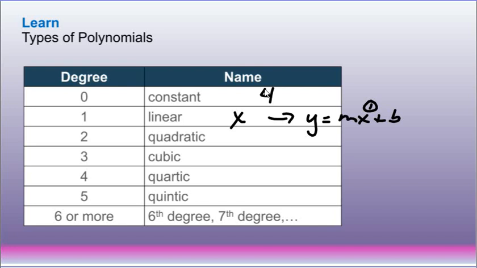Quadratic has a degree of 2 because you're going to see the biggest exponent being 2. Cubic is a degree of 3, so like x cubed. Quartic, a degree of 4, so fourth exponent. Quintic, degree of 5, so that would be exponent of 5. 6 or more, you can just say 6th degree, 7th degree, 8th degree, and so forth. If you couldn't remember these other specific names like linear, quadratic, cubic, you could just still say 1st degree or 2nd degree or 3rd degree and so forth.